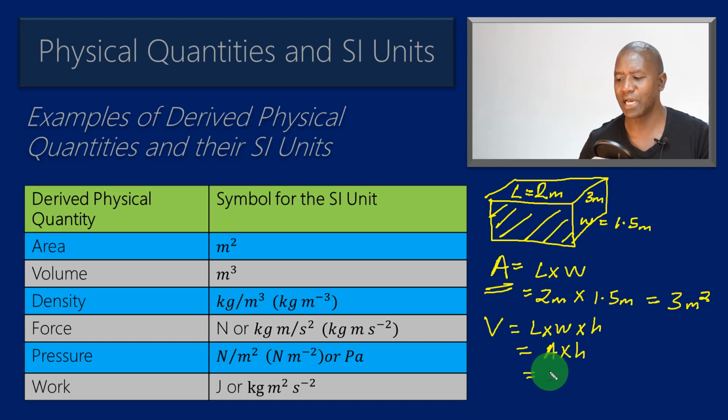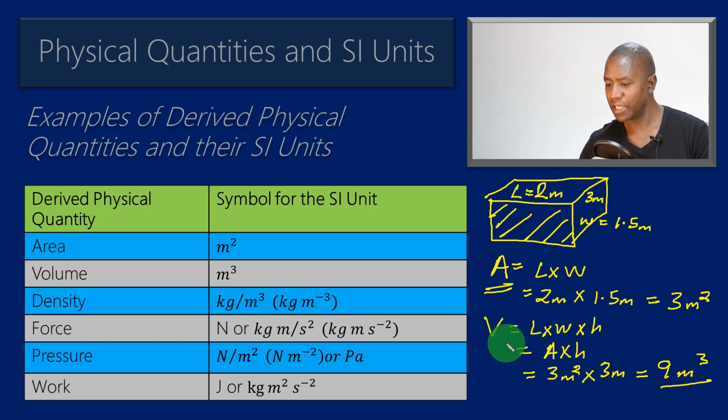When you put these numbers down, we are going to get 3 meters squared times a height of 3 meters. And we are going to get 9 cubic meters or 9 meters cubed. Again, you see how the units have been obtained. They have been obtained by multiplying meter by another meter 3 times, and we get meters cubed. Let's see how the physical quantity volume has been obtained. It has been obtained by multiplying these 3 lengths together.